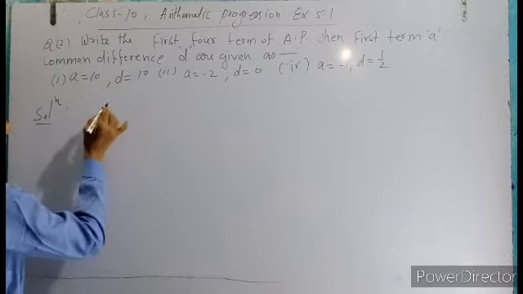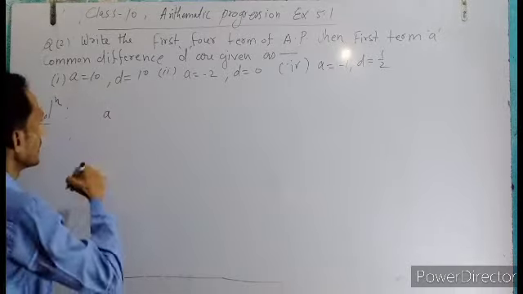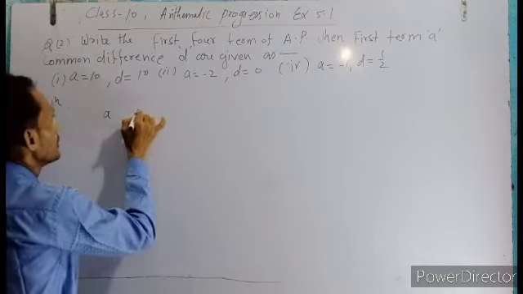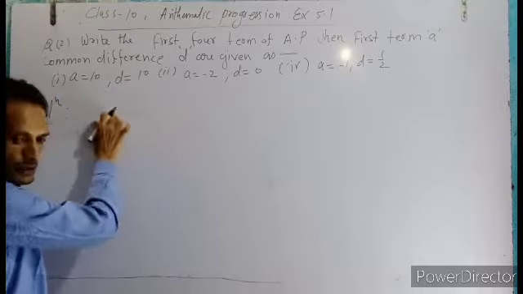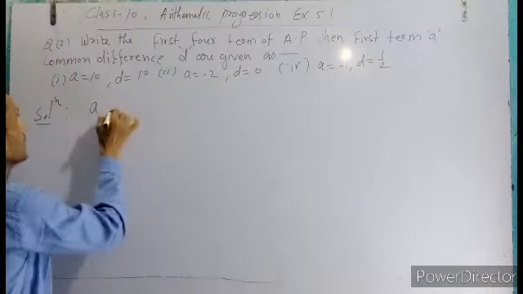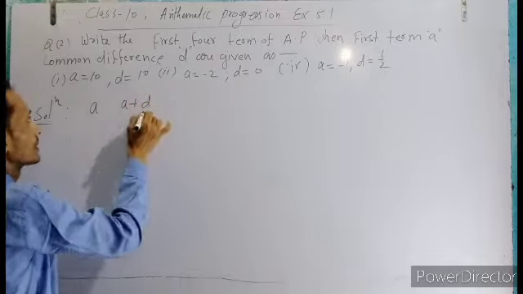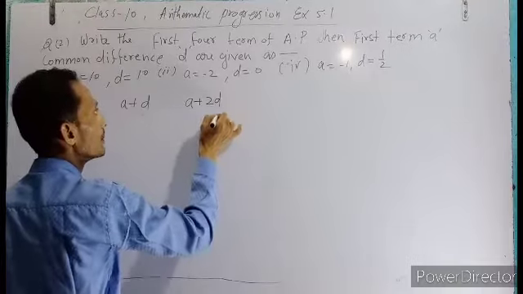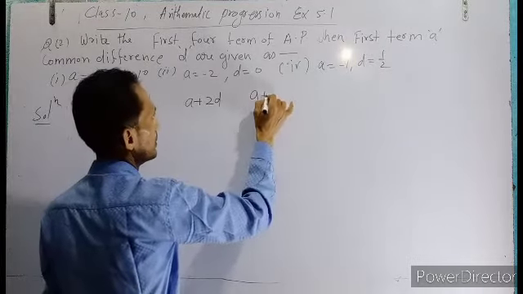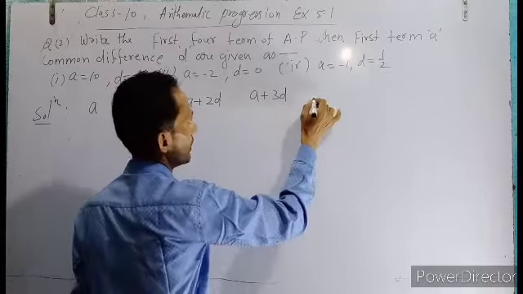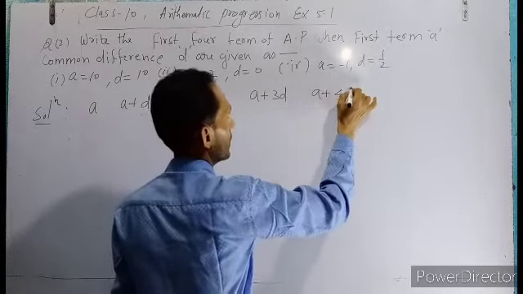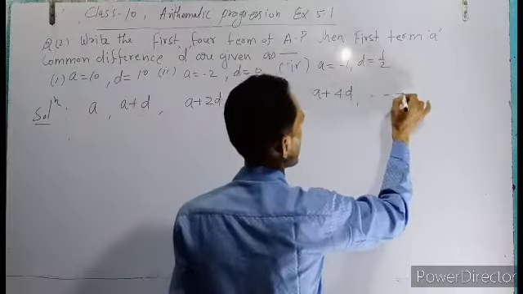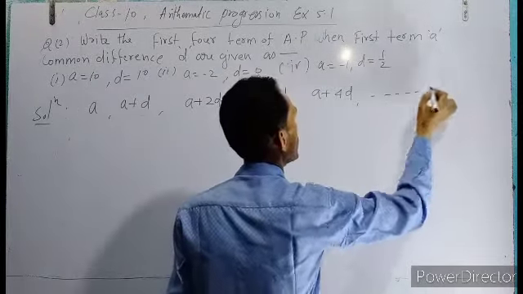Suppose the first term is A. Then how can we find the second term? By adding D. The second term will be A plus D. Then adding another D, we get A plus 2D, A plus 3D, and in the same way we can go up to the nth term.